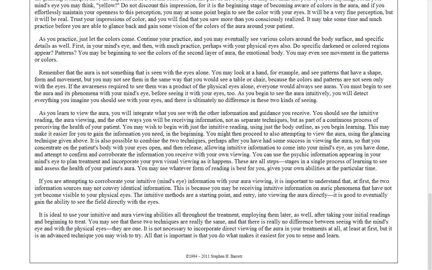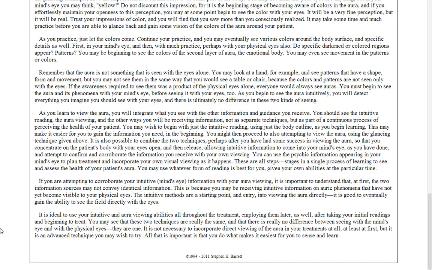of your patient's aura. You may use whatever form of reading is best for you, given your own abilities at the particular time. If you are attempting to corroborate your intuitive mind's eye information with your aura viewing, it is important to understand that at first, the two information sources may not convey identical information. This is because you may not be receiving intuitive information on auric phenomena that have not yet become visible to your physical eyes. The intuitive methods are a starting point and entry into viewing the aura directly. So you're intuitively sensing and feeling the auras, but eventually you'll be able to view them directly.